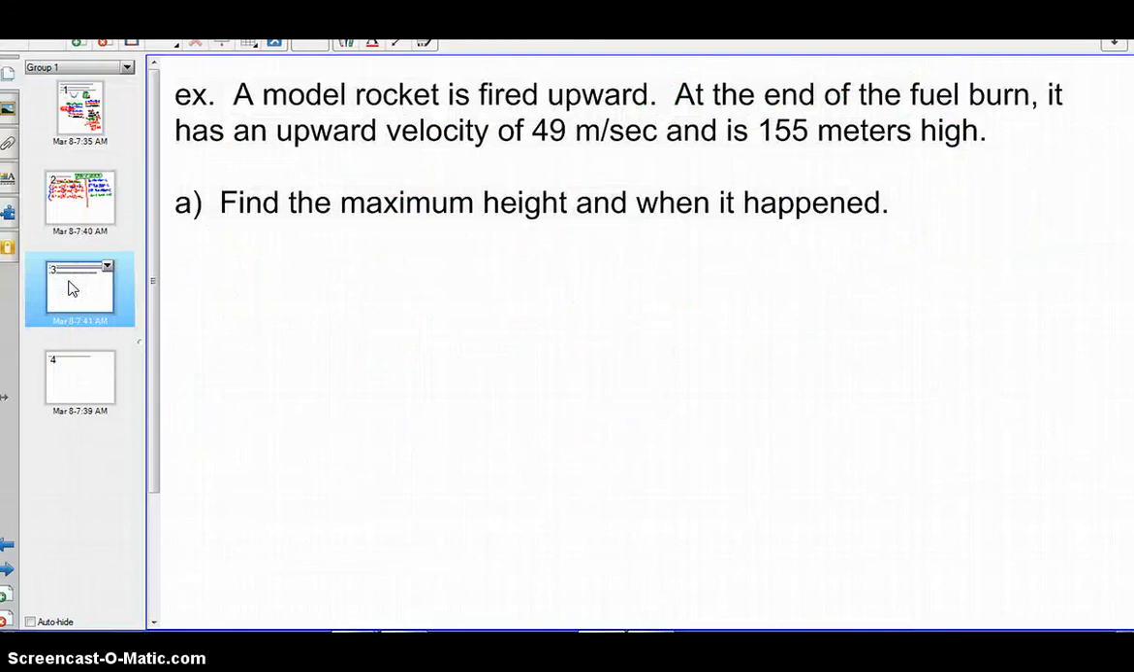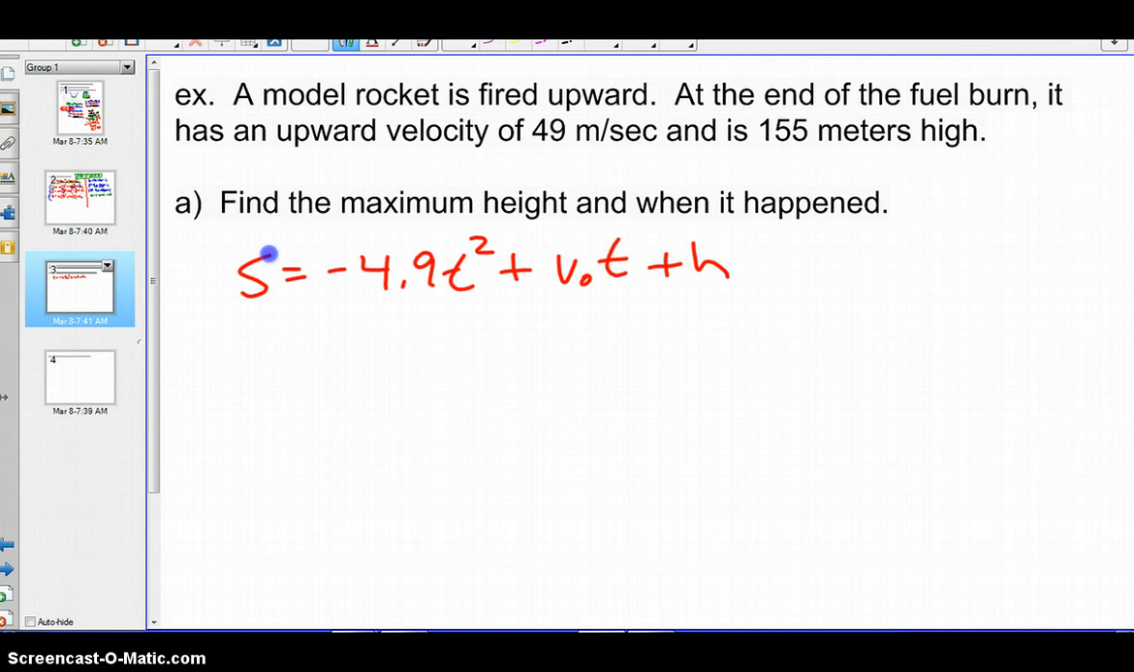We could also look at some word problems. A model rocket is fired upward. At the end of the fuel burn, it has an upward velocity of 49 meters per second and is 155 meters high. Find the maximum height when it happens. The first thing we should probably recall is the formula that we're going to be using. And then plug in the information that we do know. We do know that it had that initial velocity of 49 and 155 meters high. So we can plug in the information that we know.